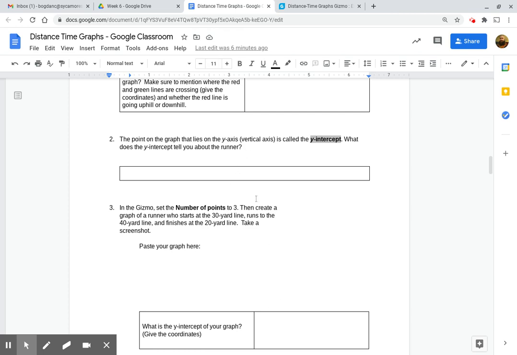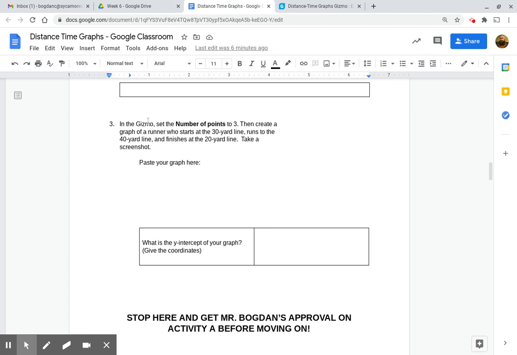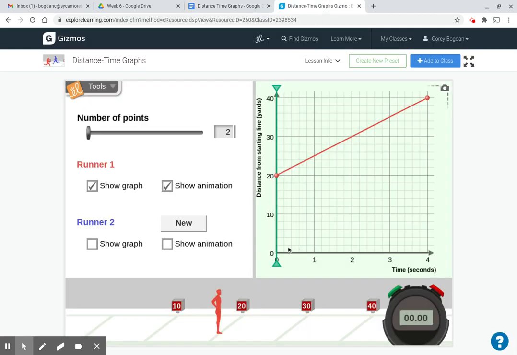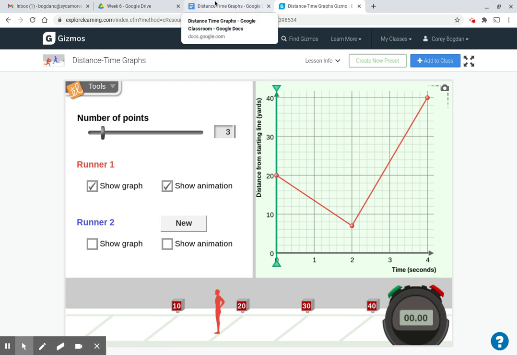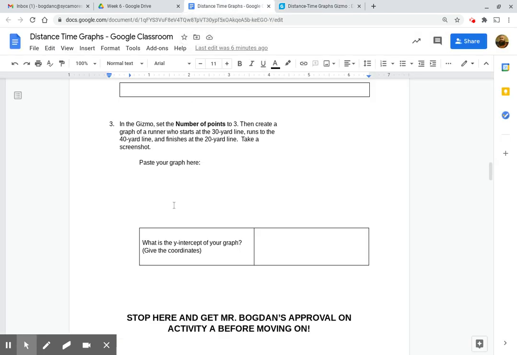Okay, finally, we get to change the number of points. In the gizmo, set the number of points to 3. Do that here. There we go. Now notice I've got a third point, and that means I can make the runner run a different race than what we've been doing before. For this one, I have changed the numbers so I can give you this example.